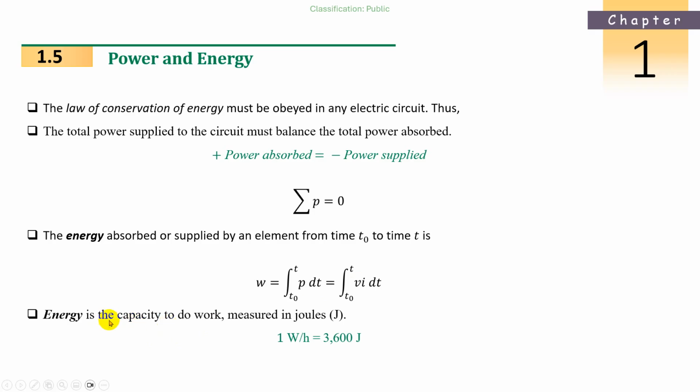So what is energy? Energy is the capacity to do work, measured in joules. Now 1 watt hour is nothing but 3600 joules.